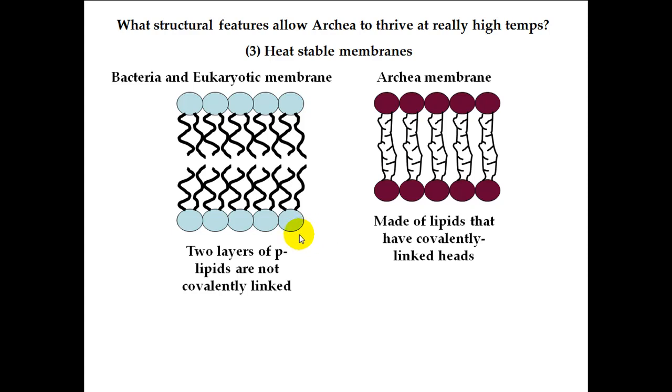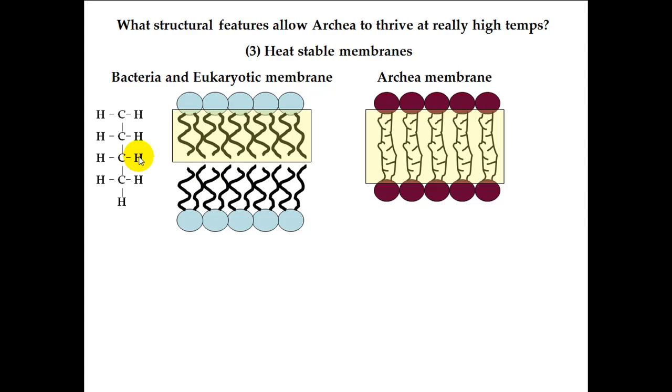Another difference between the membrane of Archaea and the membranes of bacteria and eukaryotic cells appears in the tail region. If you take a really close look at the tail regions of the lipids in these types of membranes and compare that to the tail regions of the lipids found in these types of membranes, you'll see a difference. You might remember that the fatty acid tails in phospholipids are basically a long string of carbons that have hydrogens attached to them, like this.